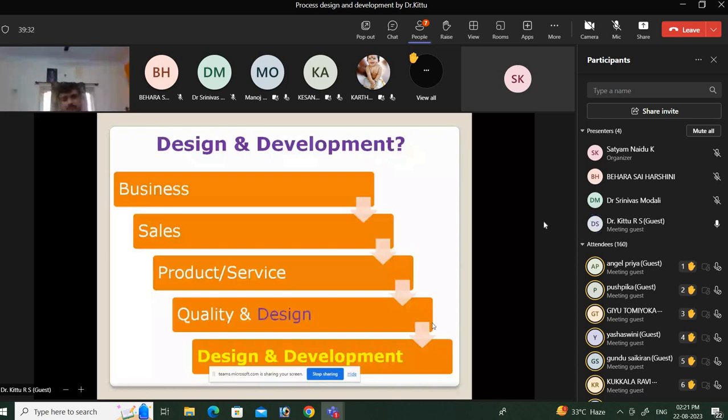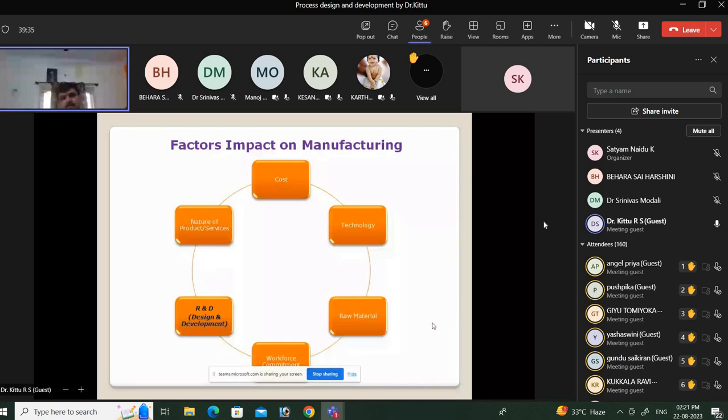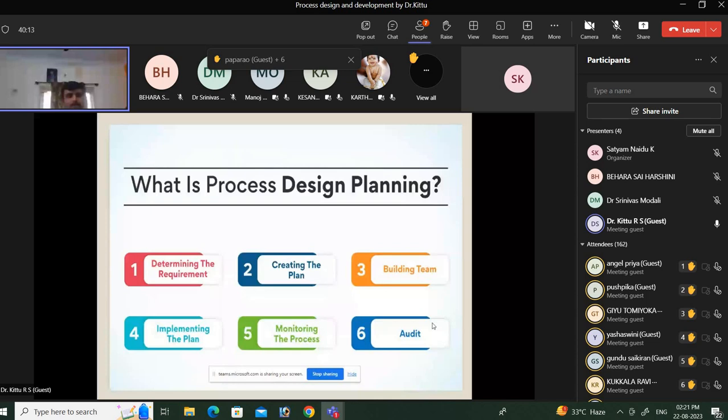services. So these are the different factors impacting manufacturing, like cost, technology, raw material, workforce commitment, and the nature of the product or services. You can observe in all these factors that we have an importance for design and development nowadays. That's why there is a separate wing, the R&D, research and development cell or department, to inculcate the habit of innovation and to develop the design and the products. And this is the process of design planning.